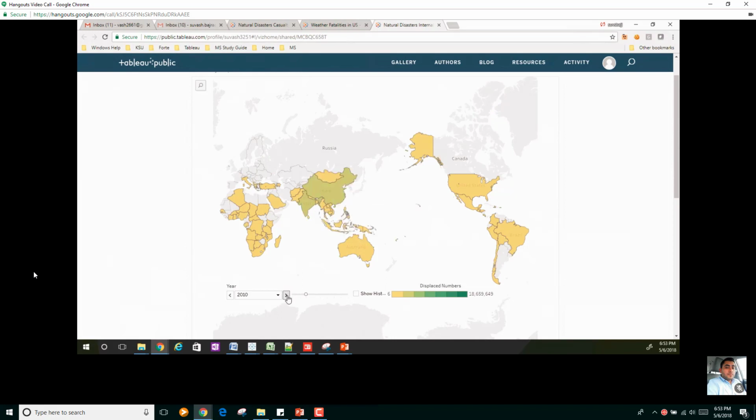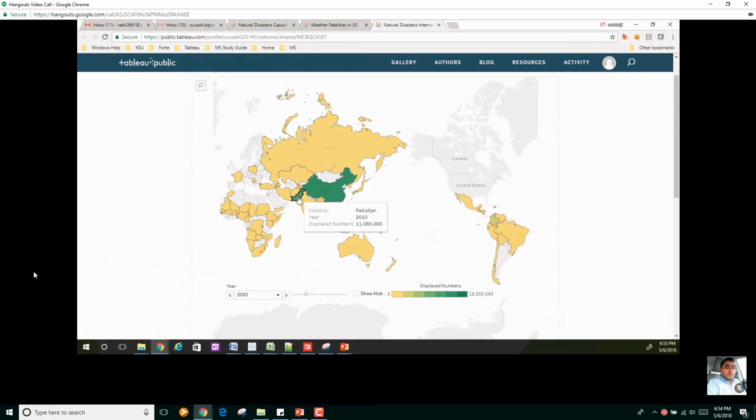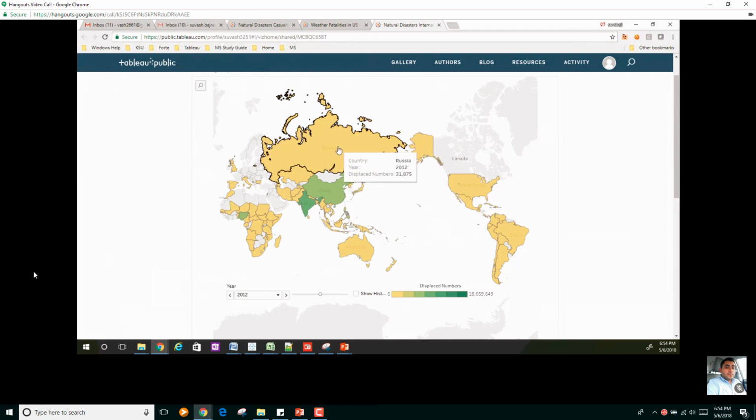still China and India in 2008. In 2010, there's 15 million, and in Pakistan it is 11 million. So in 2012, again, India and China, and Nigeria has 6 million people affected. The US seems to have 900,000.